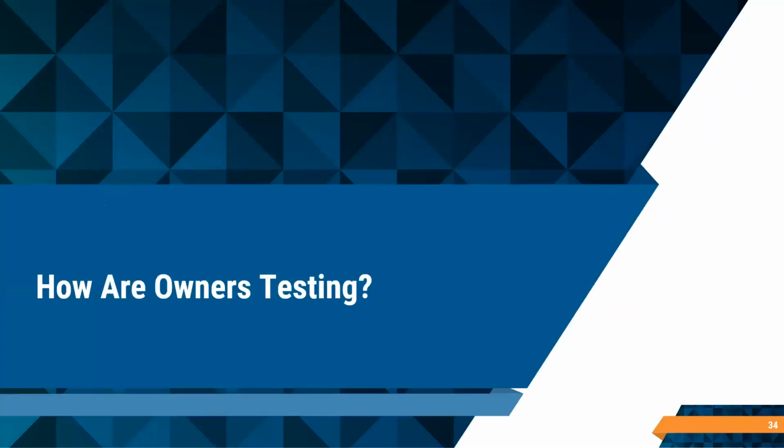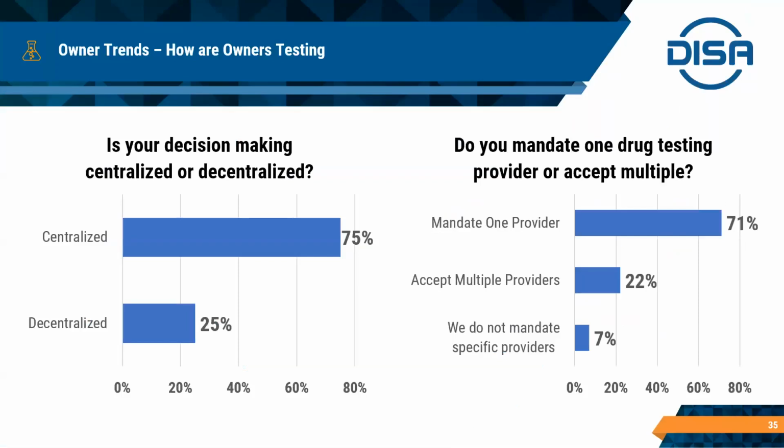So how are owners testing? Is your decision making centralized or decentralized? A number of the facilities that we talk to have sister facilities. So 75% of the decision making was centralized. Then we asked, do you mandate one drug testing provider or accept multiple? 71% mandate one provider, whereas you can see 22% accept multiple, and then 7% don't mandate any specific providers. They just had general policy requirements.